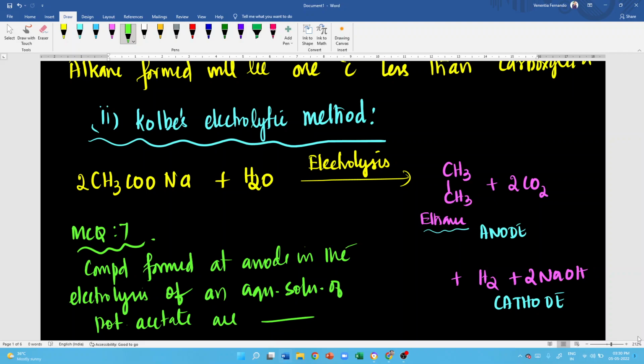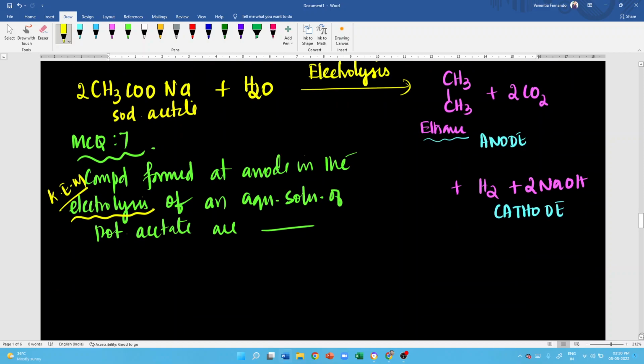Here, the name of this compound is sodium acetate. And electrolysis, what method is this? Kolbe electrolytic method. Here, instead of sodium acetate, they have given potassium acetate. So simple. Instead of Na, I am going to write K. That's all.